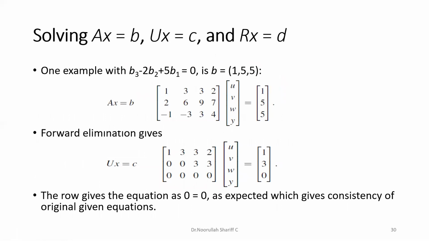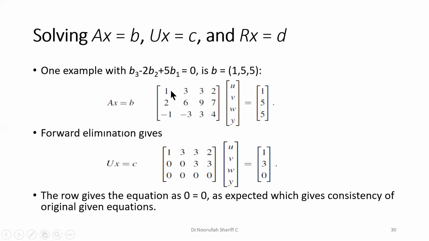So one example which will give us b3 minus 2b2 plus 5b1 equal to 0 is b equal to (1, 5, 5). If you substitute this b equal to (1, 5, 5) in this equation, then we'll get 0 equal to 0. We'll get the value of this equal to 0, because b3 is 5, minus 2 into b2, which is again 5, that is minus 10, plus 5 into b1, that is 1. So 5 minus 10 plus 5 will give us 0.